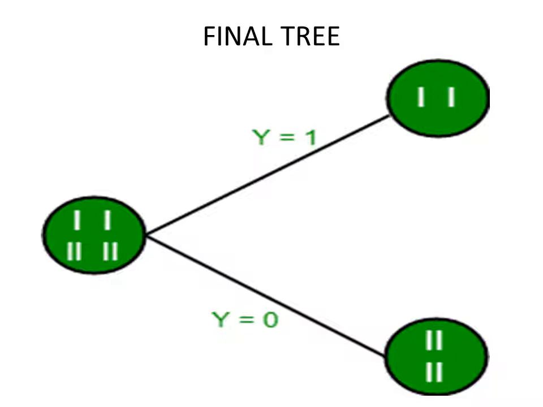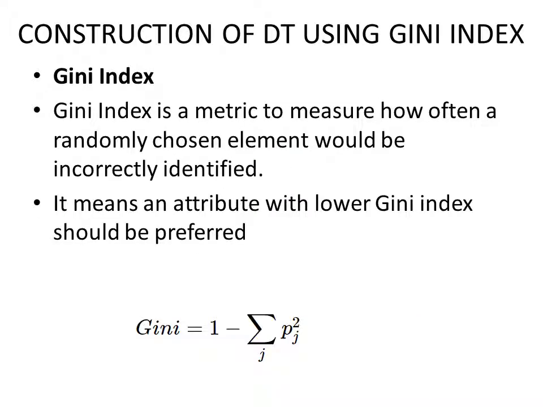So the input will be first class, second class. When Y is equal to 1, it takes first class. When Y is equal to 0, it takes second class. Example, we have taken one example. The training set contains three features and two classes.